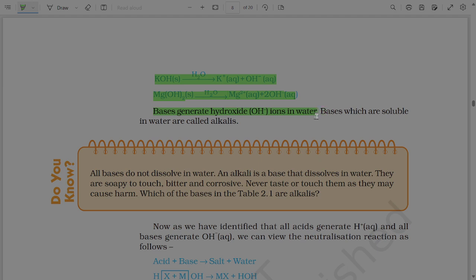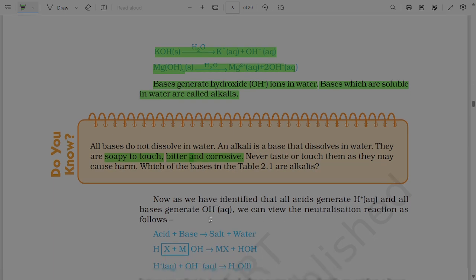Bases generate hydroxide ions in water. Bases which are soluble in water are called alkalis. So all bases do not dissolve in water. An alkali is a base that dissolves in water. Bases have some properties: they are soapy to touch, bitter in taste, and corrosive. Never taste or touch them as they may cause harm.